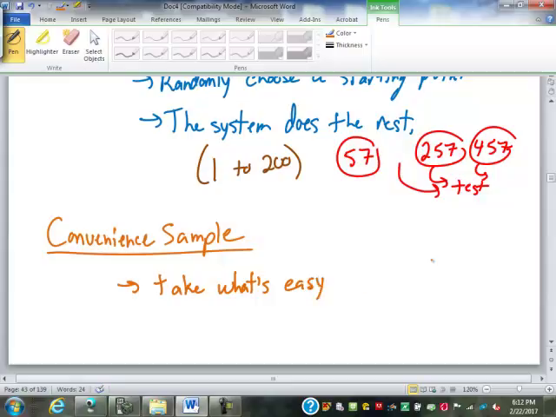So it might be, if I need to get 200 people, I walk out my door and I survey the first 200 people I see. Well, that's convenient. Or I survey 200 of my friends. Again, that's convenient. A convenient sample is just taking information the easiest way you can get it, or a way that's easy for you to get it, and that is usually not good, well, almost never good.